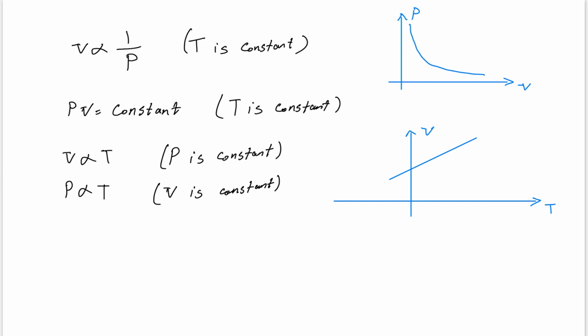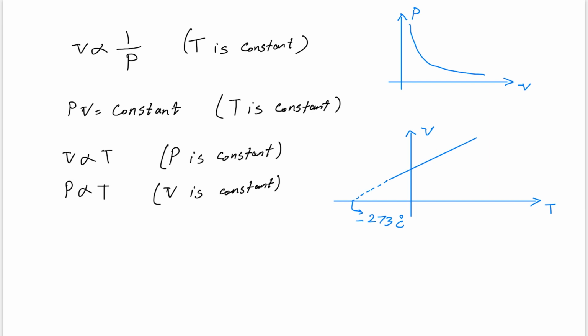And if we decrease the temperature, at some point this line will intersect with the horizontal axis and the volume will be 0. This temperature is minus 273 Celsius degrees. And that's where the absolute 0 temperature comes from, right?